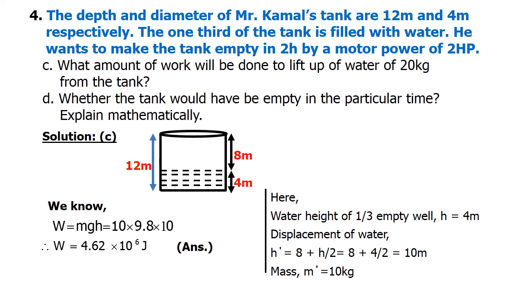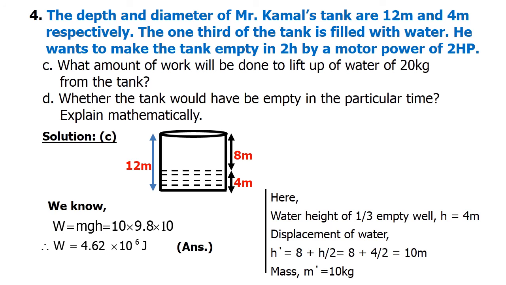Question C. Here the demonstration of the stem is given. Here you can see a deep well. The depth of the deep well is given 12 meter, and 1/3 portion of the tank is filled with water. 1/3 portion of 12 means 4. That means the depth of the water is 4, and the remaining empty space is 8 meter. And now we have to calculate the work done. So we know the formula of work done is W equal to mgs.